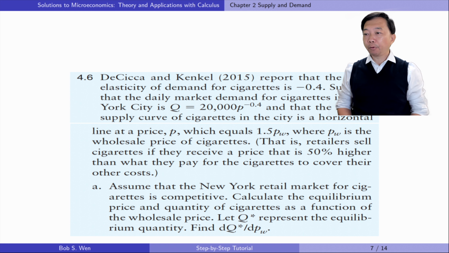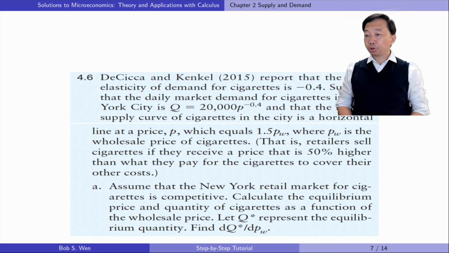Let's do exercise 4.6. Suppose that the daily market demand for cigarettes in New York City is Q equals 20,000 times P to the power of minus 0.4, and that the market supply curve of cigarettes in the city is a horizontal line at a price P which equals 1.5 times PW, where PW is the wholesale price of cigarettes.